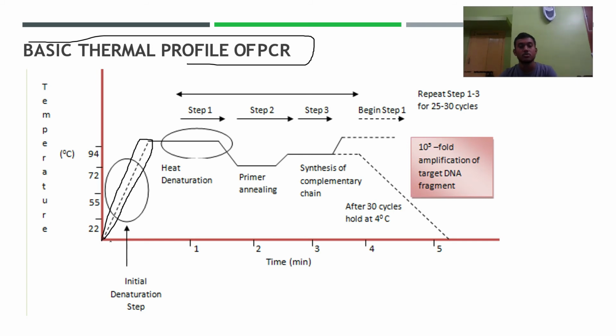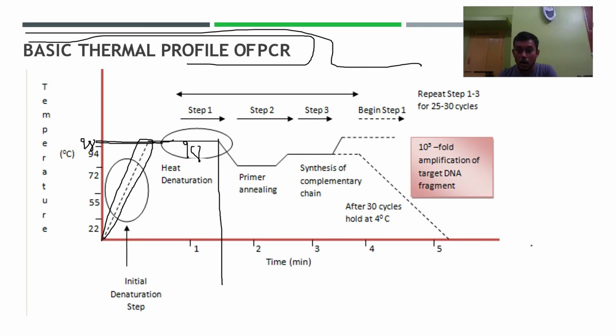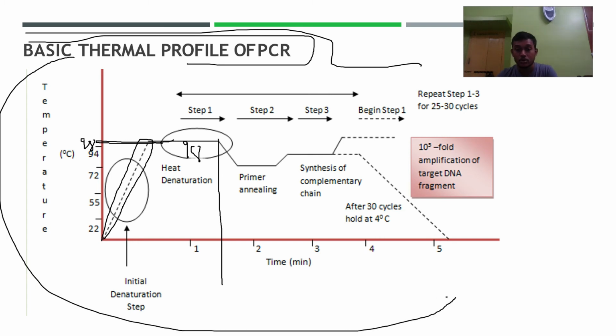You can see a steep slope here, which is the initial denaturation step, which is carried out at the highest temperature in the entire process, which is 98 degrees Celsius. You can see this particular graph parallels to 98 degrees. This is carried out for around, you can see, 1.5 minutes. So this is the profile of each cycle. How does every cycle go about? This is the temperature graph and the entire process that happens in a particular cycle.